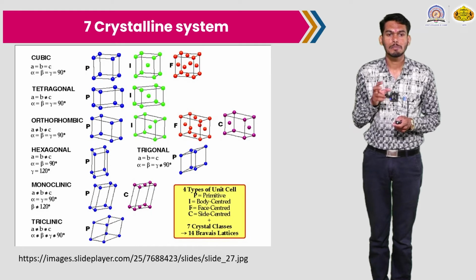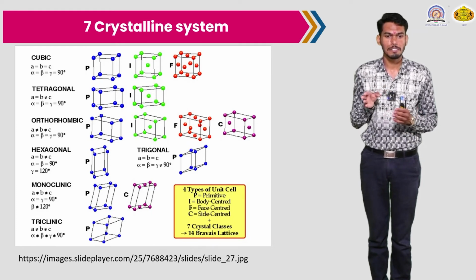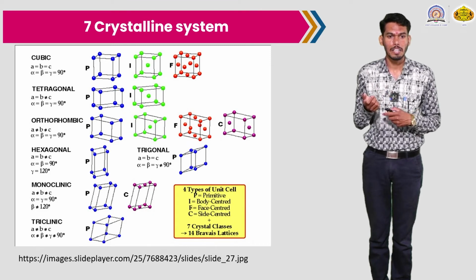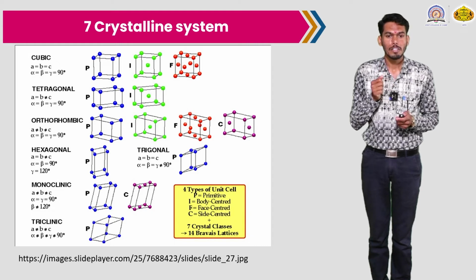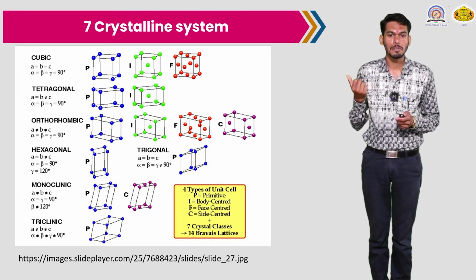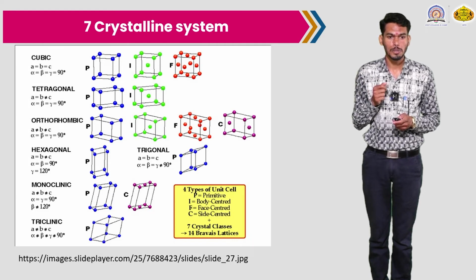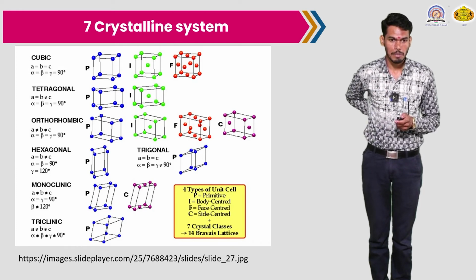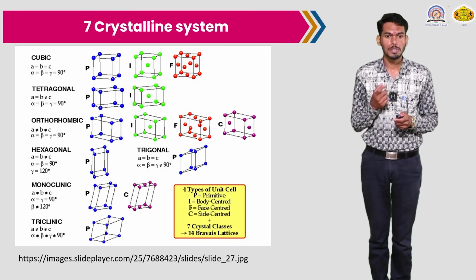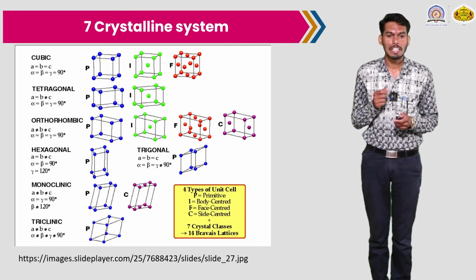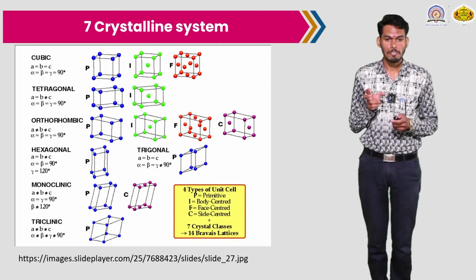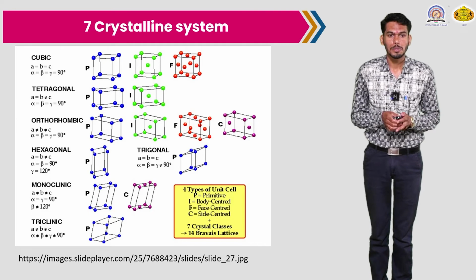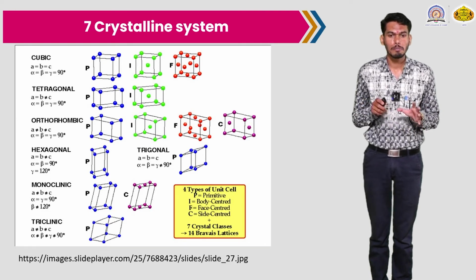The tetragonal system is further classified into 2 types: primitive and body centered. The orthorhombic system is classified into 4 types: primitive, body centered, face centered and end centered. The hexagonal system is of only one type, which is primitive. Trigonal is also one type, which is primitive. Monoclinic has 2 types, primitive and end centered, whereas triclinic has only one classification, which is primitive. So these are the 14 Bravais lattices.